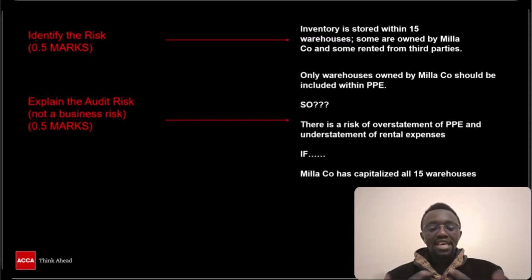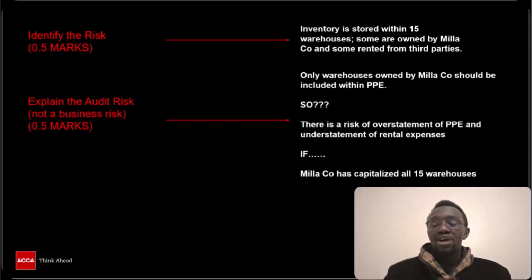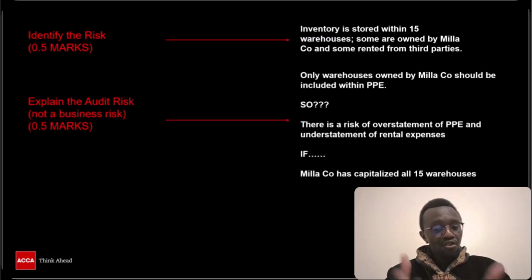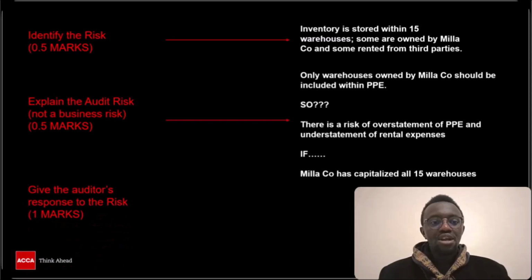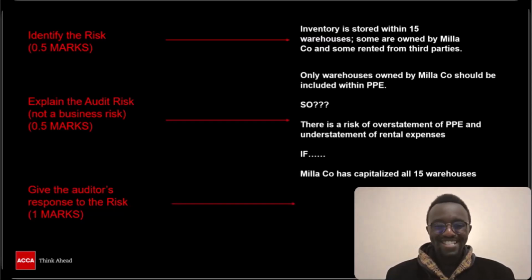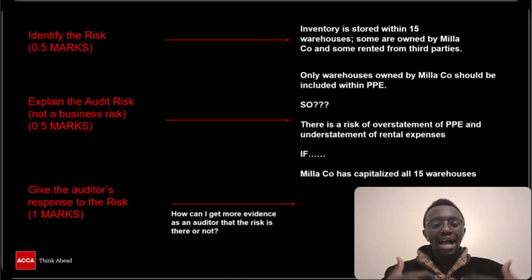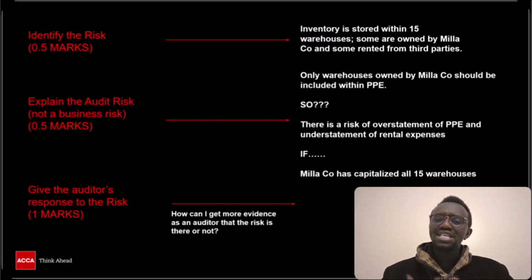And you say that if Miller has capitalized all 15 warehouses, there's that risk of overstatement of PPE and understatement of rental expenses. Now, I want us to look at something here. Give the auditor's response. Let me first state this: the auditor's response is procedure, right? So you have to describe the process of what? Well, the process of how I can get more evidence, as an auditor, that the risk is there or not.